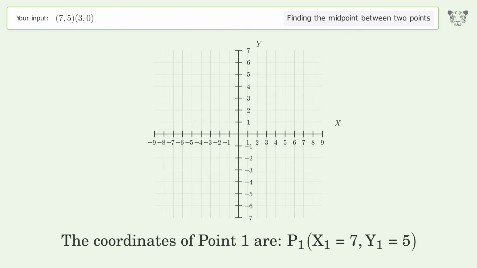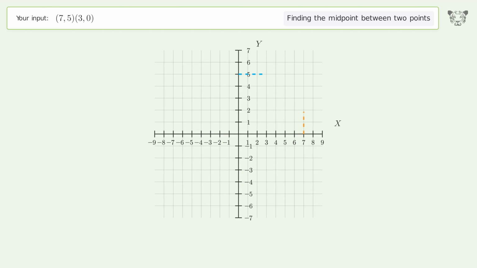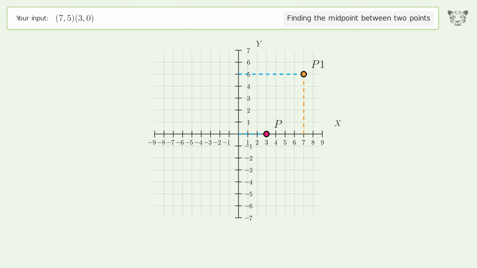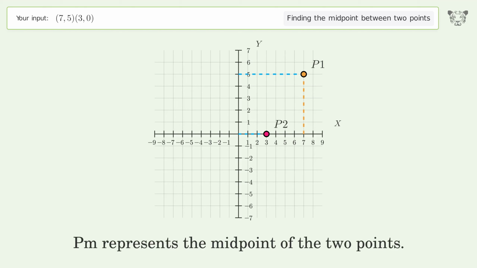The coordinates of point 1 are x1 equals 7, y1 equals 5. The coordinates of point 2 are x2 equals 3, y2 equals 0. PM represents the midpoint of the 2 points.